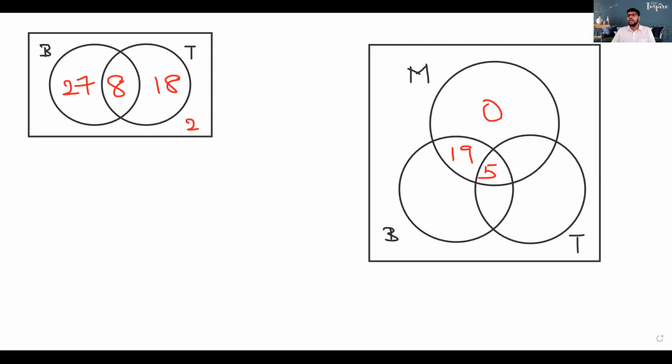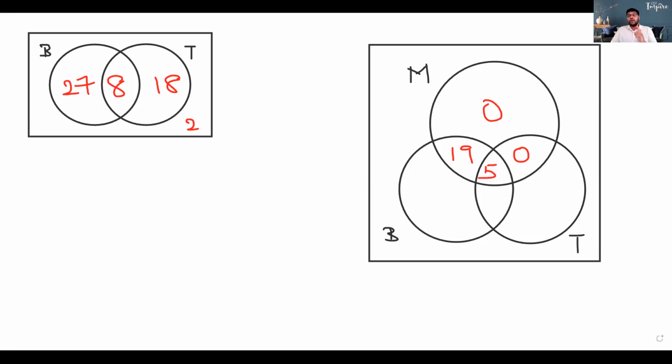There are no males who didn't eat anything, and there are no males who drank only tea, right? So all of the males, it says clearly they ate bread. Out of them, 5 also drank tea. So this is how you fill the male circle. Now if you add all these numbers up, children, you get 24 males in the group.